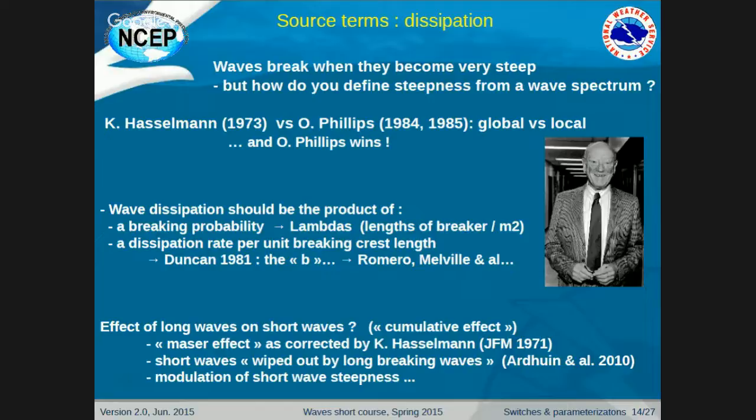And in the end, it's really Owen Phillips, so this nice guy here, who unfortunately passed away about 10 years ago, I think really won the argument. So if you follow Phillips, the wave dissipation should be the product of a breaking probability of the waves and the dissipation rate per unit breaking crest length. And for that, Phillips introduced what's called the lambda function, which is essentially the density. It's a very funny number, but the density of crest length. So you count the length of the crest per unit surface of the ocean.